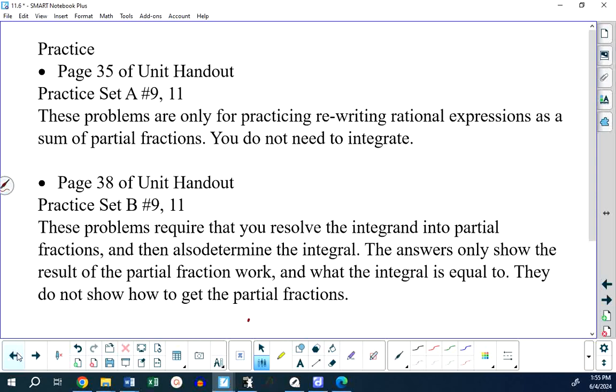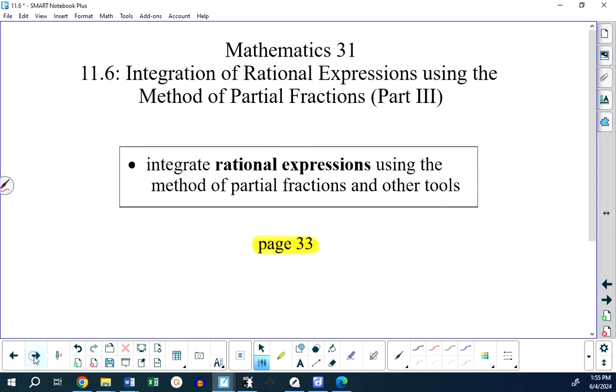All right, seeing none, we're going to move on now to the third part of partial fractions. This is the final lesson in the unit, the final lesson in the course. There are other methods of integration. We might explore them a little bit over the coming week when we talk about the future for many of you.